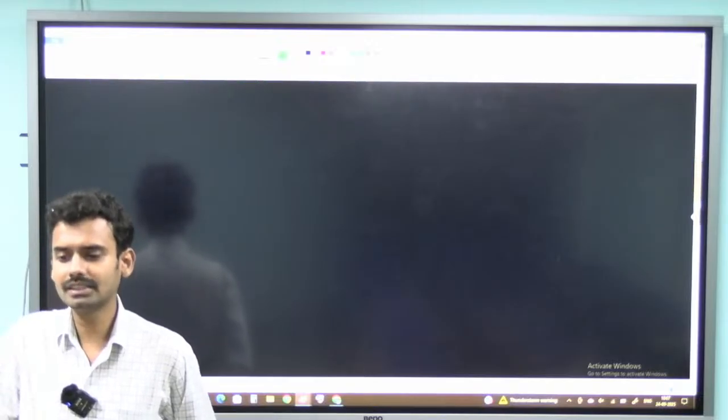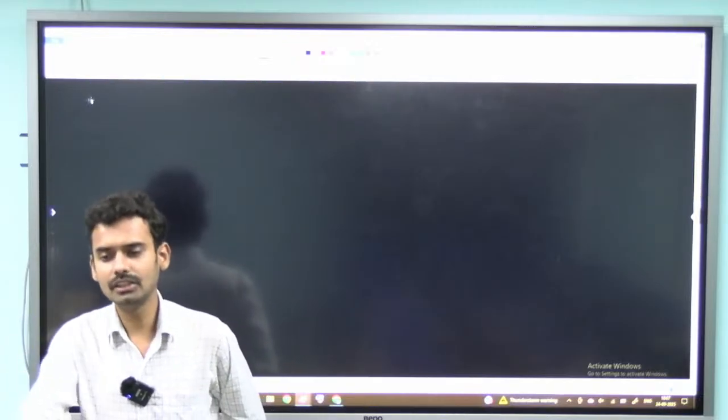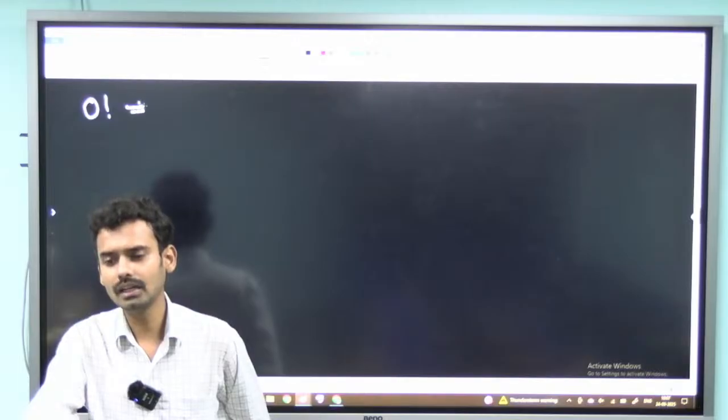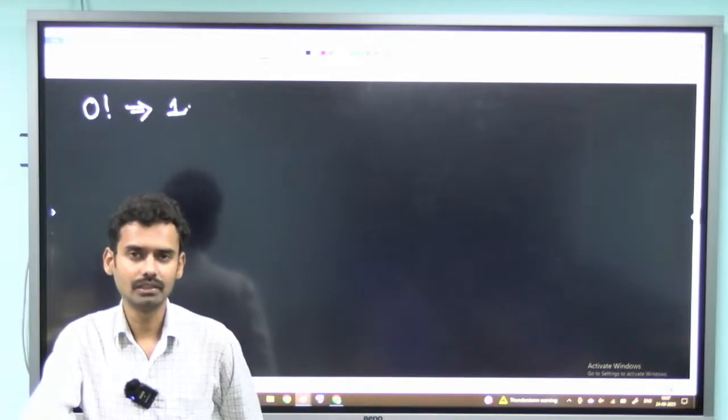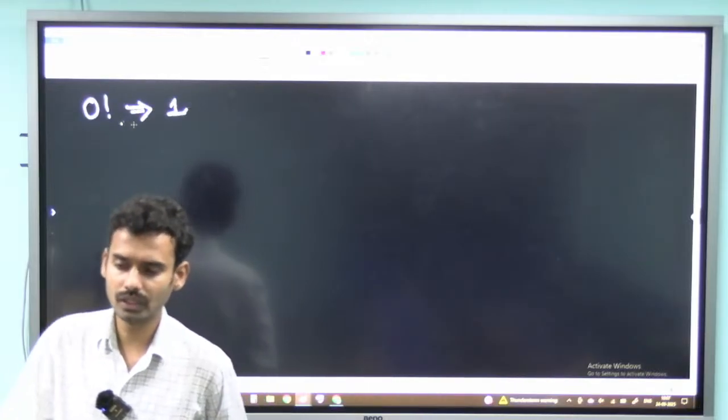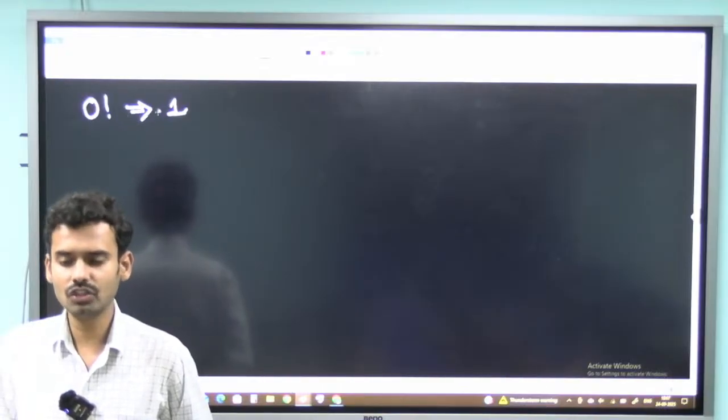We need to remember some factorial values. First one is 0 factorial. Simply consider that as 1. The standard value of 0 factorial is 1. We will fix the value of 0 factorial as 1.